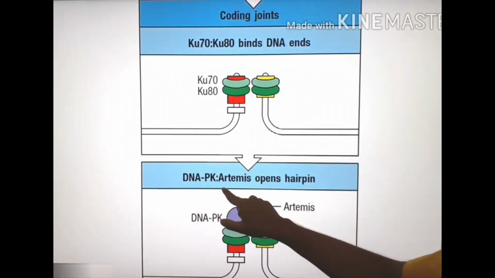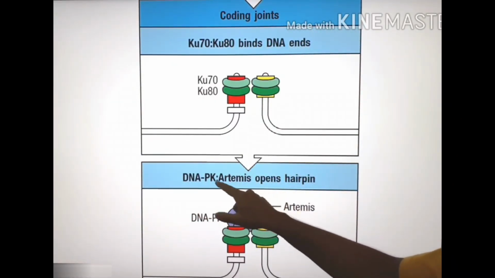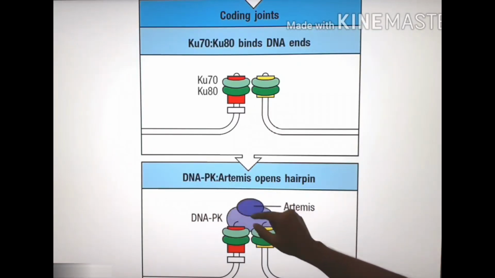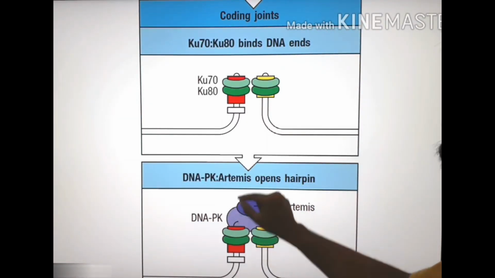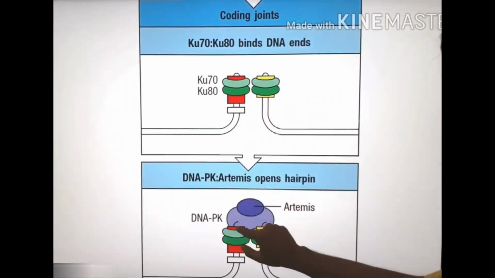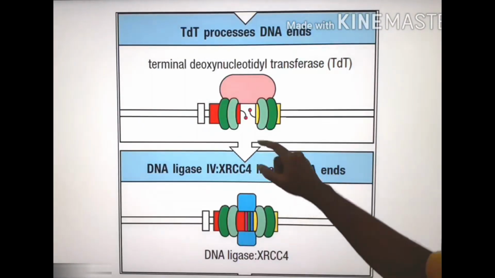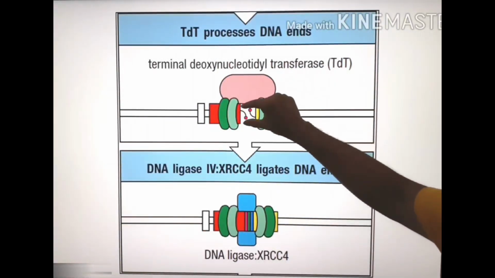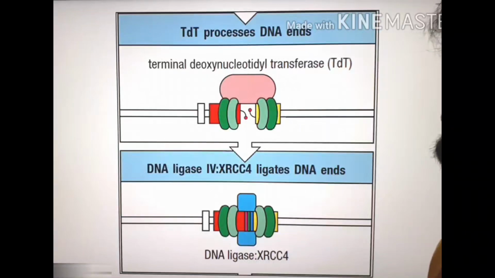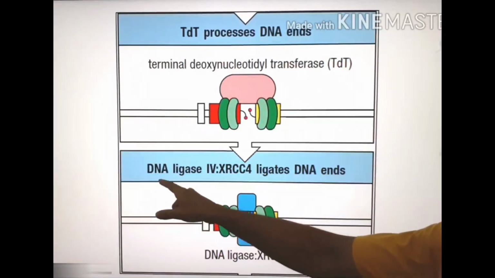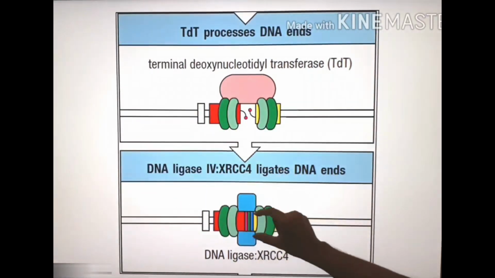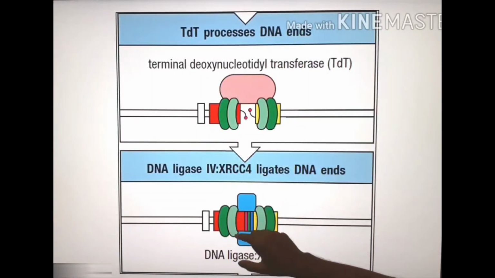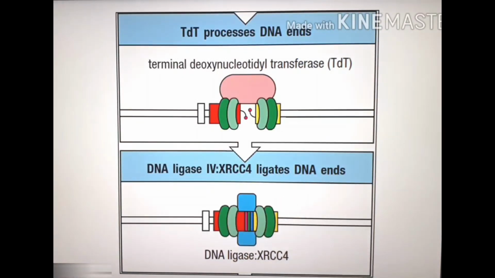Now DNA-PK and Artemis: DNA-PK recruits Artemis and phosphorylates it. Then Artemis cleaves the hairpin loop. You can see this hairpin loop is now open. When the loop is open, the terminal deoxynucleotidyl transferase enzyme adds non-template nucleotides. Non-template means this enzyme does not require any template or parental template strand. Then DNA ligase 4, XRCC4 and Cernunnos proteins ligate the two gene segments, like V and J gene segments.